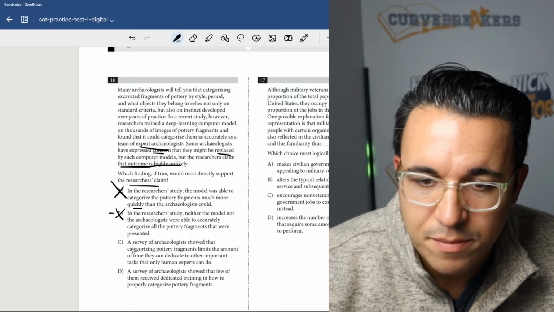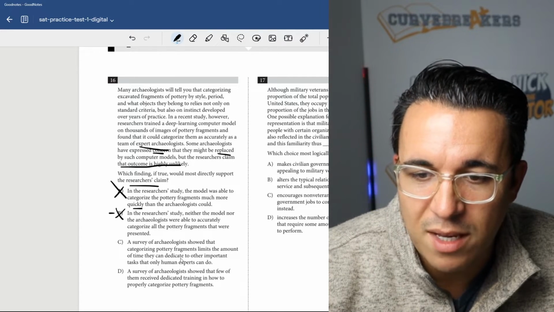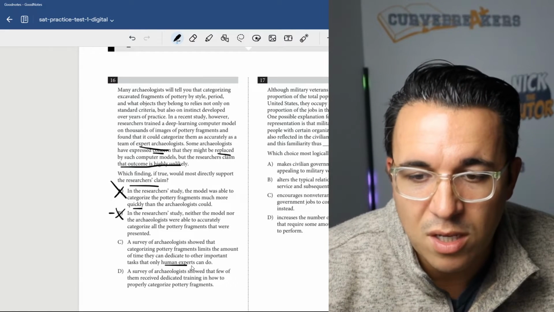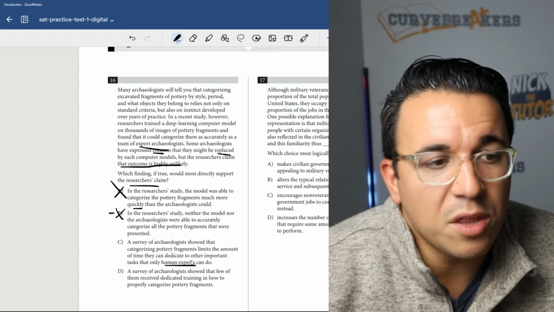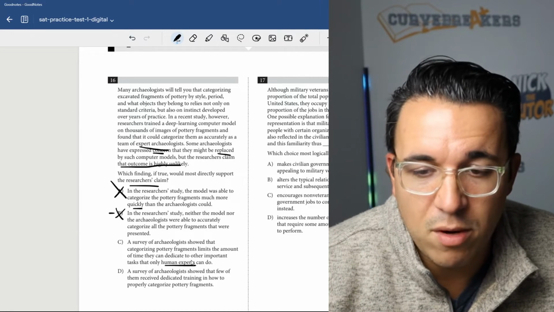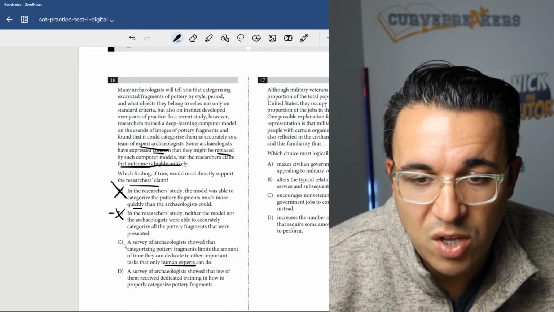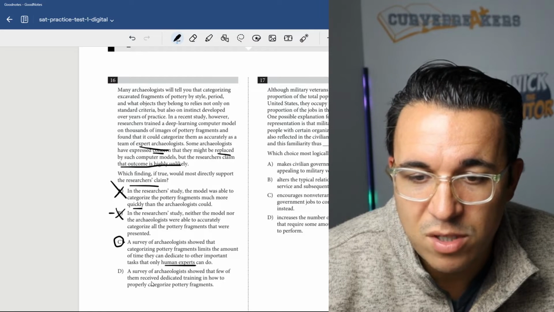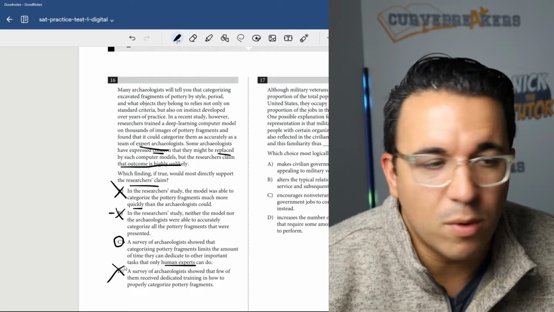so I'm not sure that supports them not being replaced. A survey of archaeologists showed that categorizing pottery fragments limits the amount of time they can dedicate to other important tasks that only human experts can do. So that's intriguing, right? What they're saying there is that, okay, let the computer do the pottery fragments. That'll give us a lot of time to do other things that only we can do. So I think that does support it, but we've got to read D. A survey of archaeologists showed that a few of them received dedicated training on how to properly categorize. That just doesn't relate to it at all. So we're going to go with choice C.